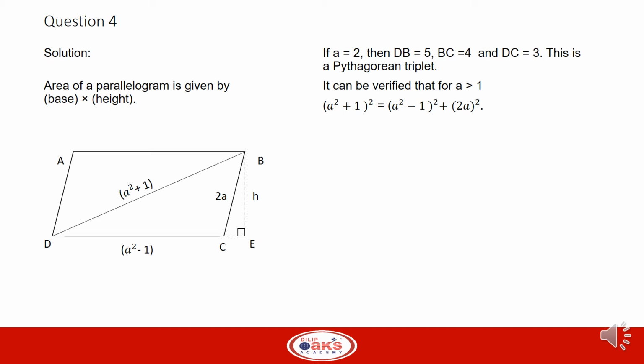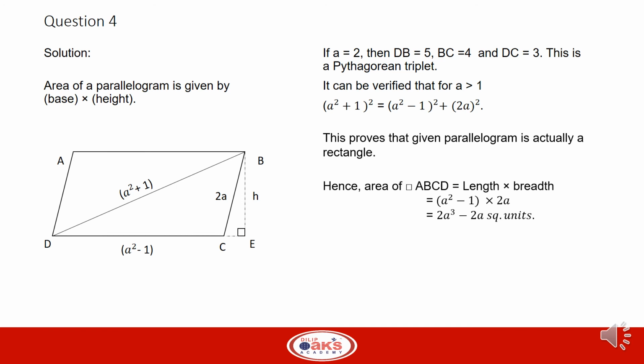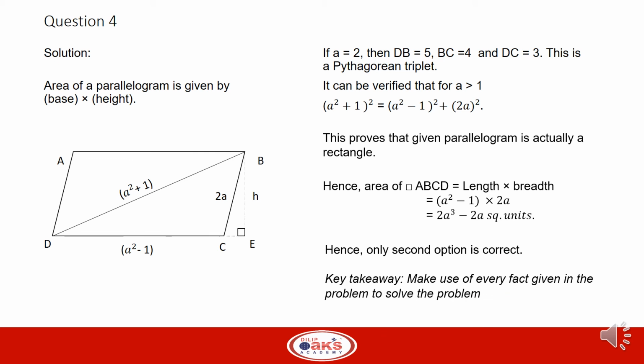Now further it can be verified that for a greater than 1, a square plus 1 the whole square is equal to a square minus 1 the whole square plus 2a the whole square. Hence, it can be concluded that the given parallelogram is actually a rectangle, and therefore area of that quadrilateral ABCD will be simply length into breadth, which is a square minus 1 into 2a, which is 2a cube minus 2a square units. Therefore, only the second option is correct.